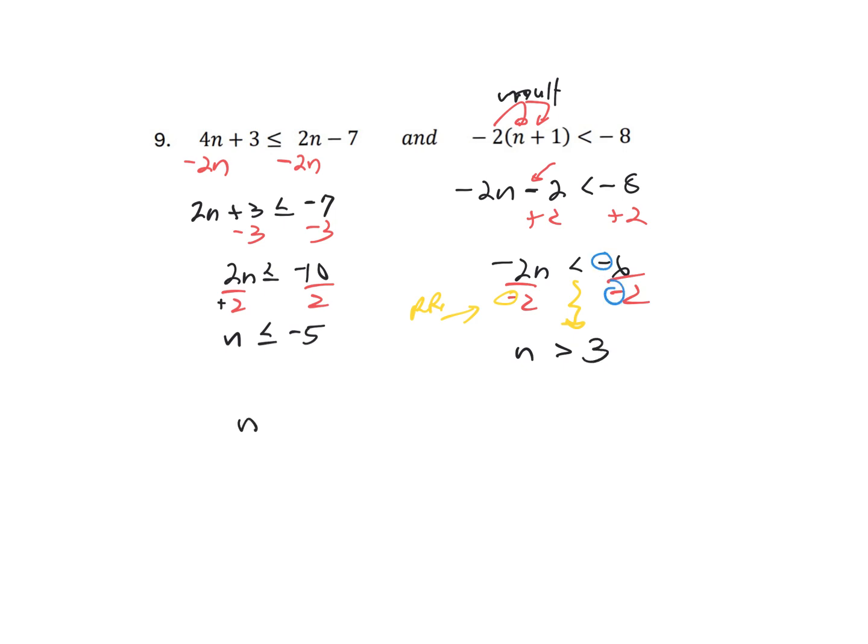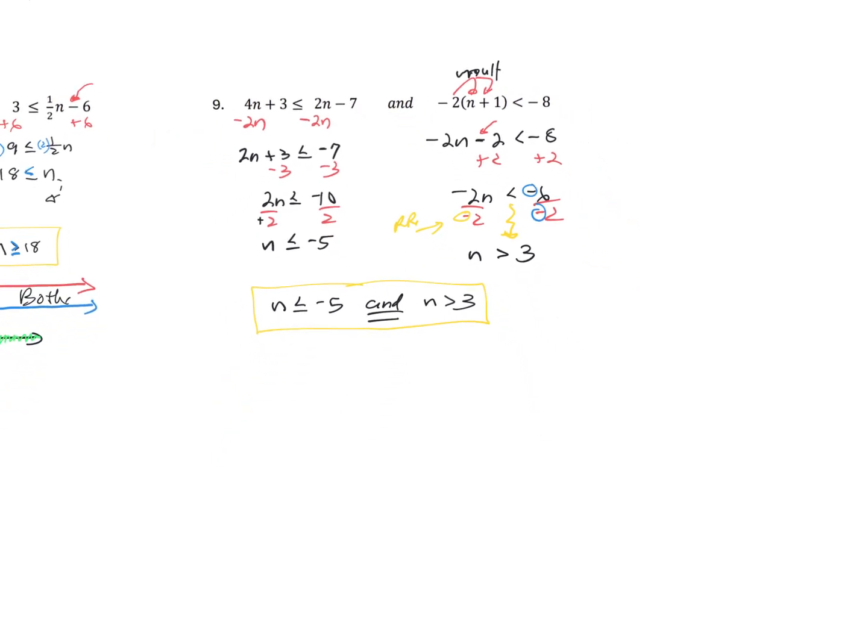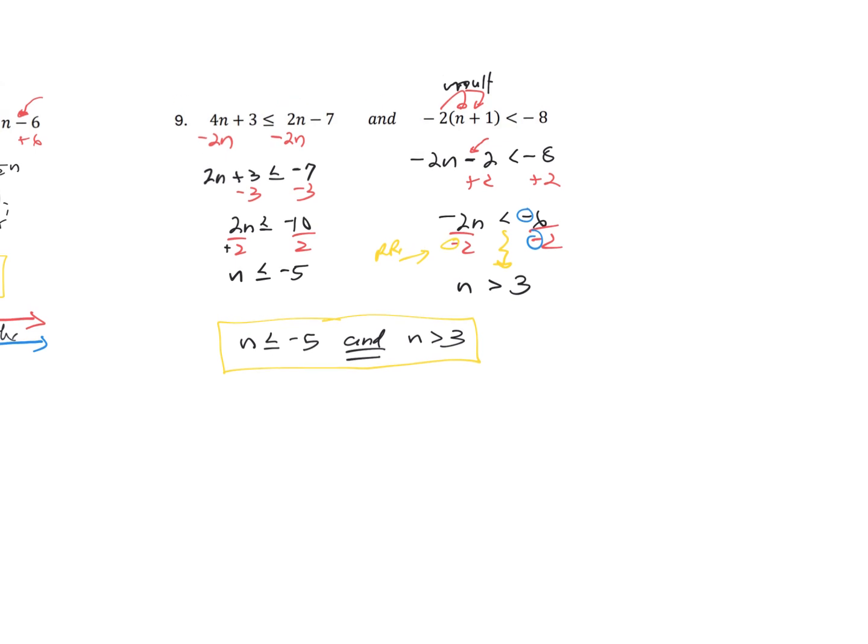And then we're going to rewrite our answer. So it's all on one line. You have to have the word and there. And that's your final answer. You should highlight it or box it off. And then we have to graph it.